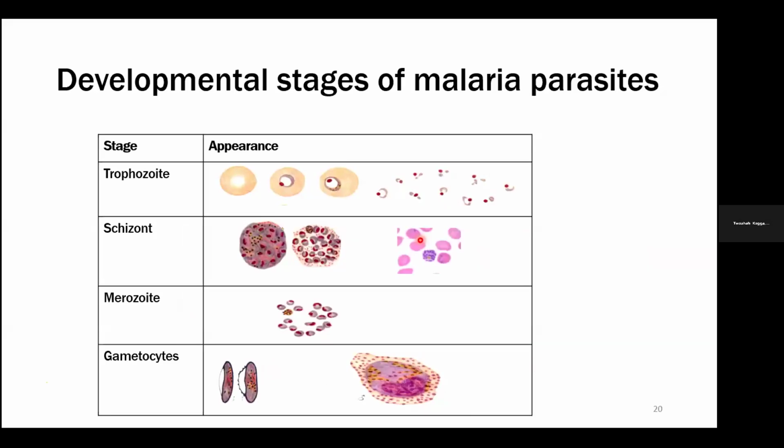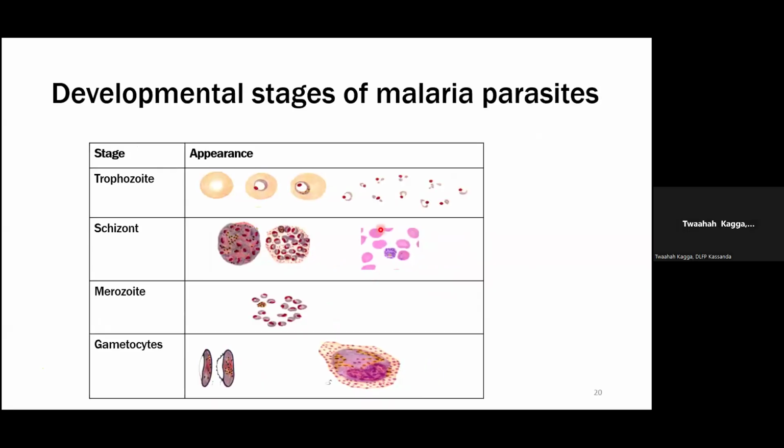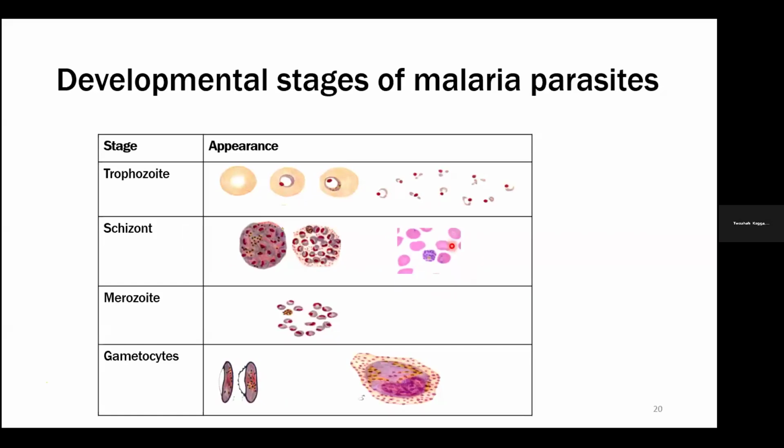Then this is now not a picture. This one is not a picture. It is a schizont from a blood slide. This is not a pictorial representation. This is a schizont, how it looks in a blood smear, as we shall see.